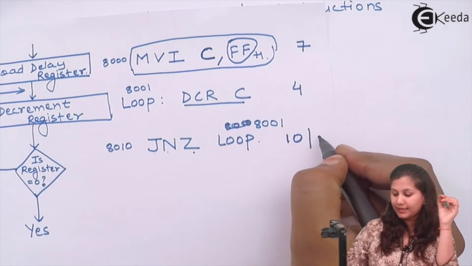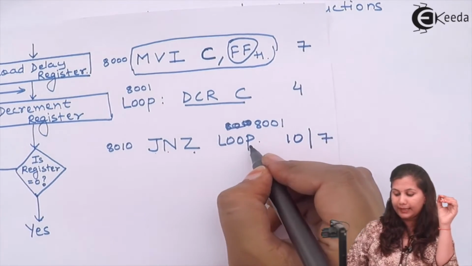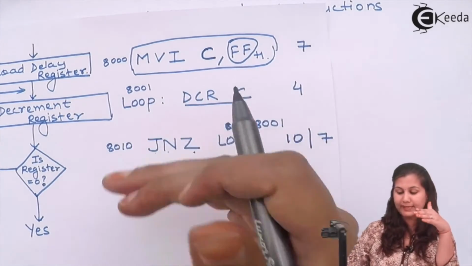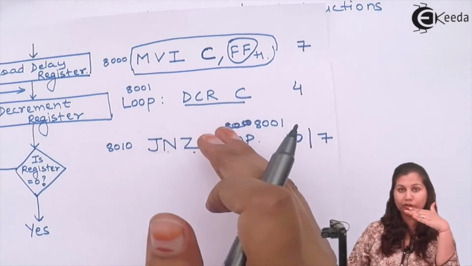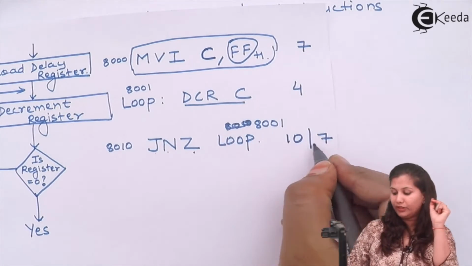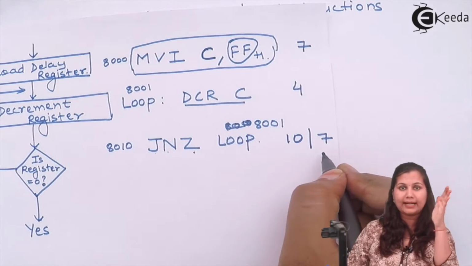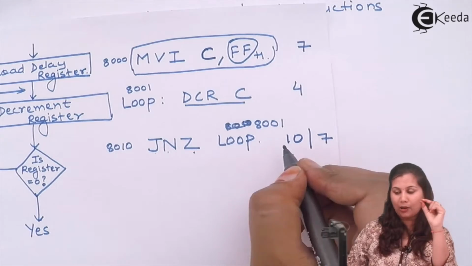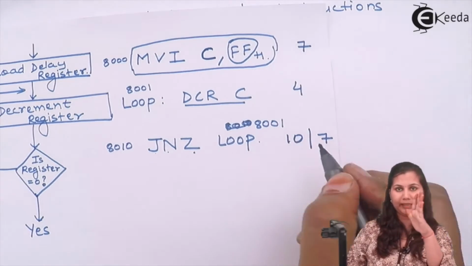Okay, last time when this count has been reached to 0, the microprocessor will come out of the loop. It is not going to execute the last T state. So we are getting both the 10 and 7. We are going to take 7 for the last count and 10 for all the remaining counts.